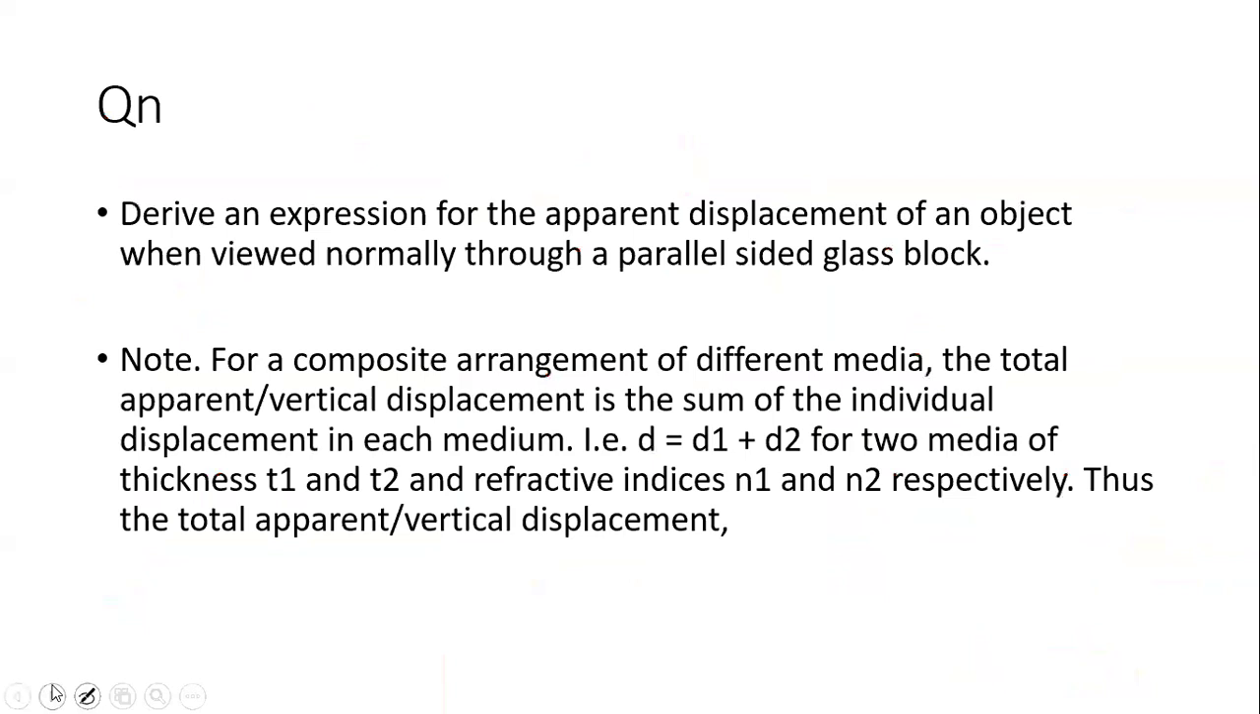So there's a sample question. You can write that sample question somewhere. They can tell you: derive an expression for the apparent displacement of an object when viewed normally through a parallel side glass block. So that's how they can set it for you and they'll ask you to derive. So you write it somewhere and then we continue.